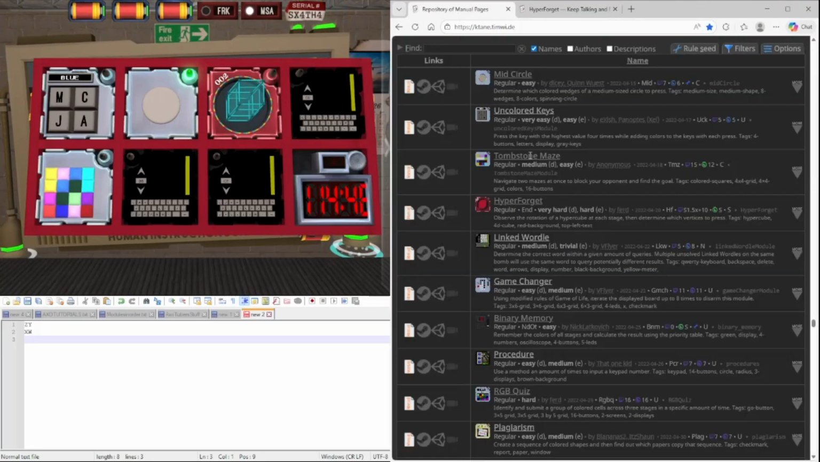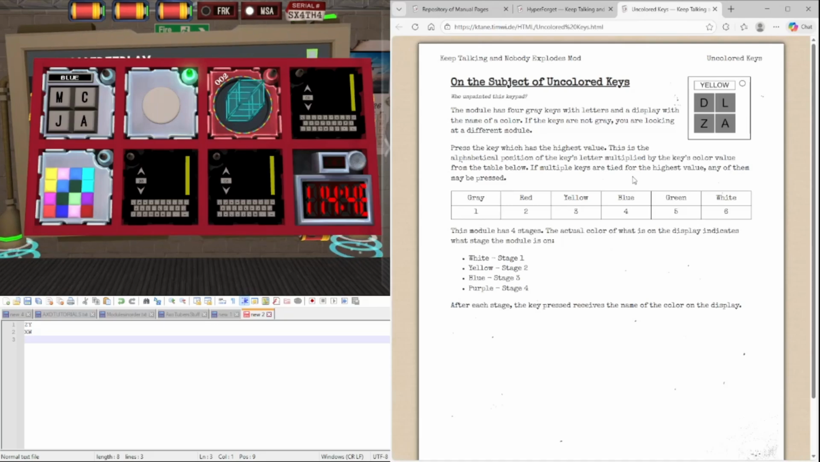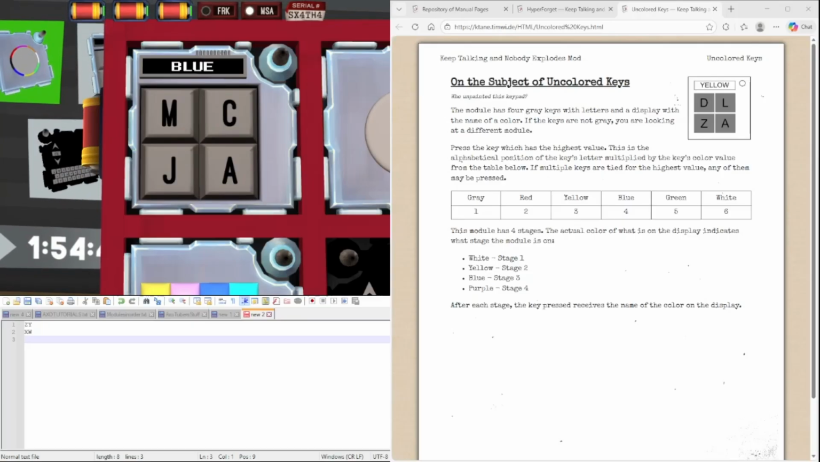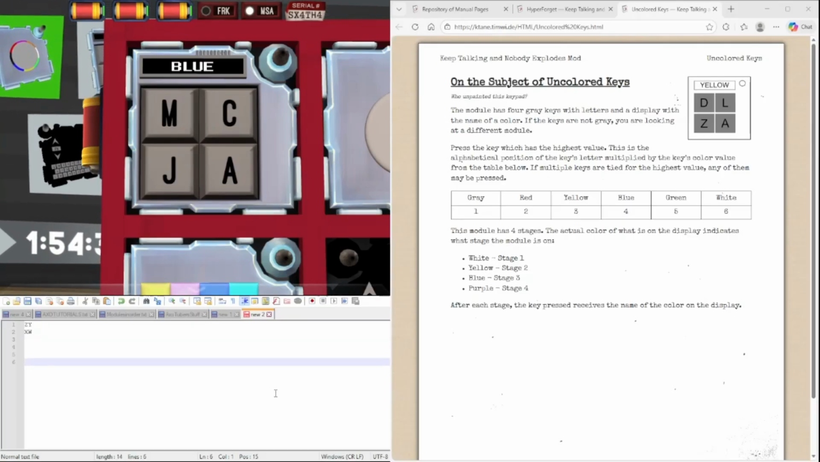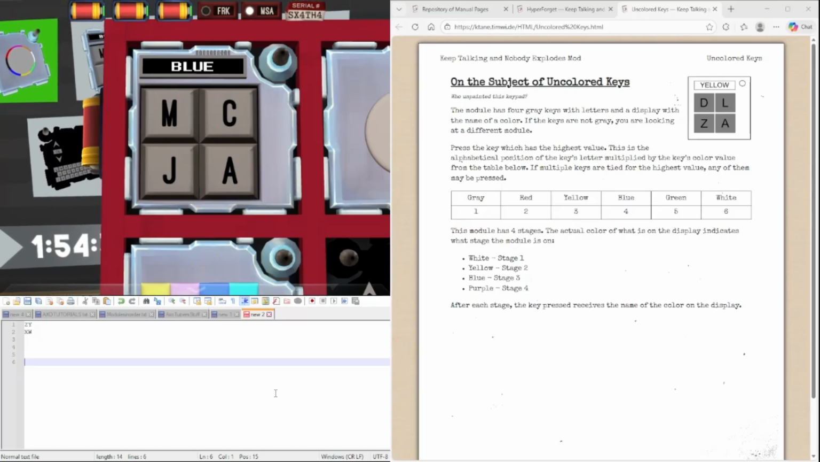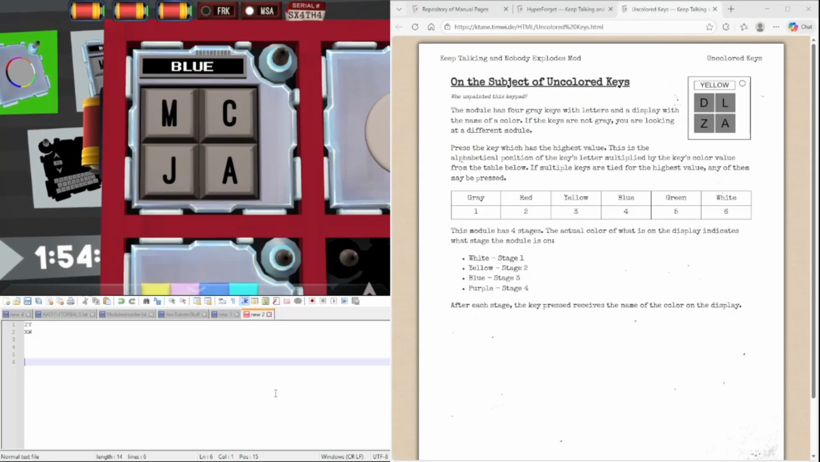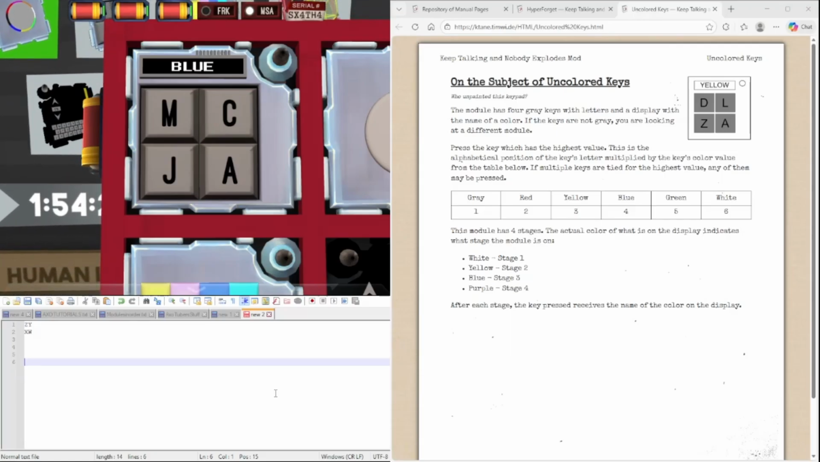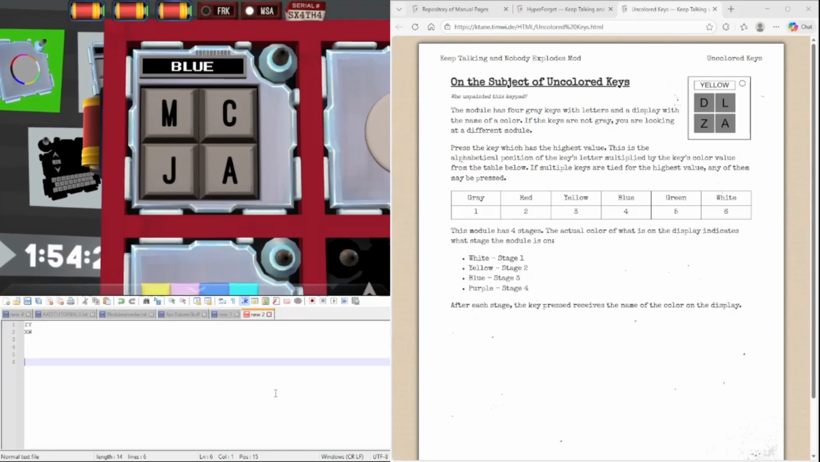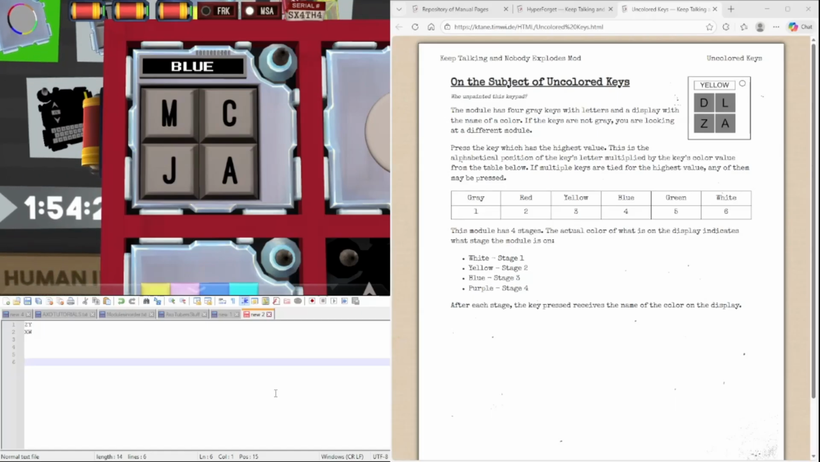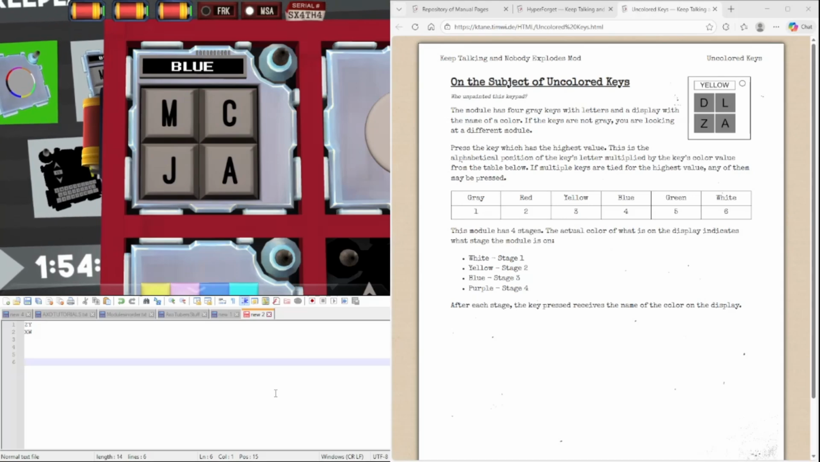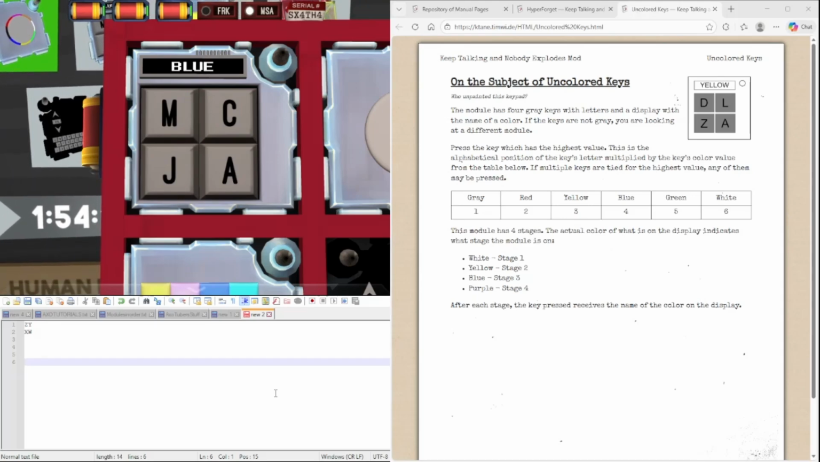Okay. Uncolored keys. So this looks like colored keys, but you can see all the keys are grayed out now. Colored keys from quite a while ago now. In terms of this challenge, press the key which has the highest value. This is the position key letter multiplied by the key color's value from the table below. The keys are typed highest value, and then can be pressed.